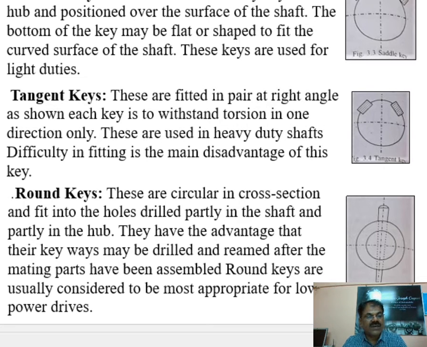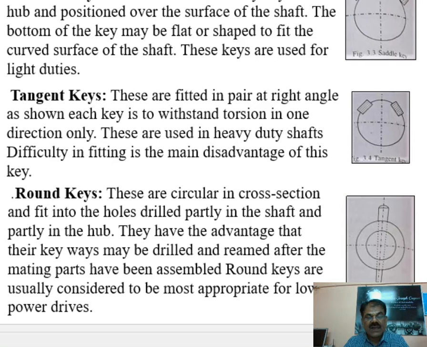Next, tangent keys. These are fitted in a pair at right angle as shown in the figure. Each key withstands torsion in one direction only. These are used in heavy duty shafts. Difficulty in fitting is the main disadvantage of this key. So what about the tangent key? Right angle as shown in the figure. These are used for heavy duty.